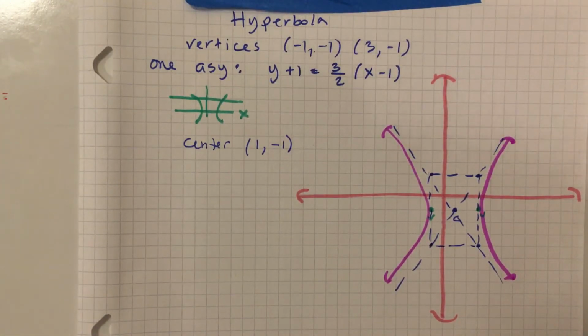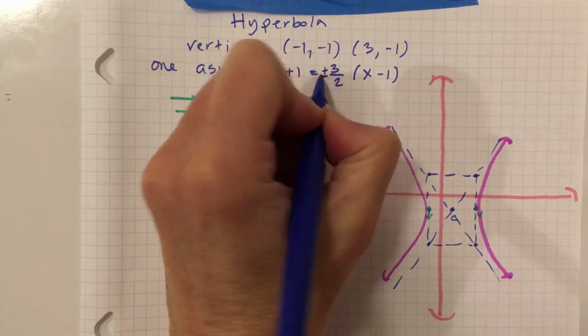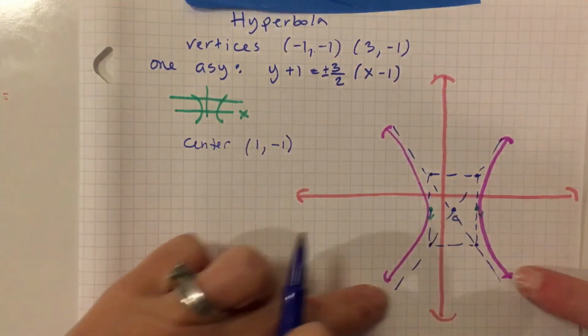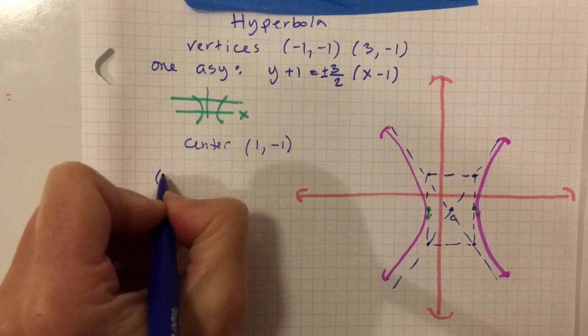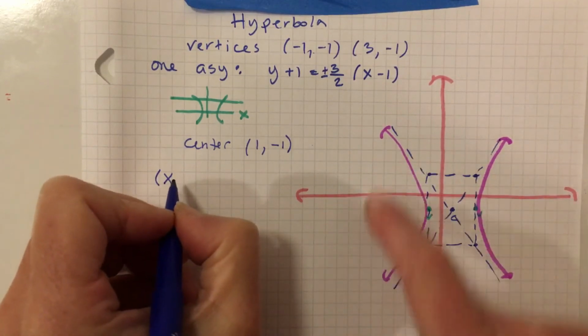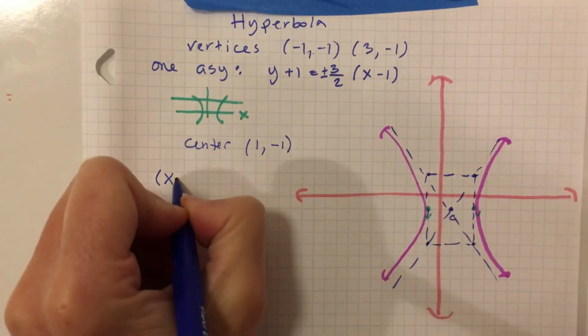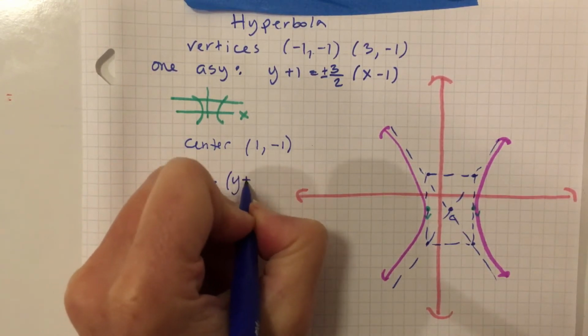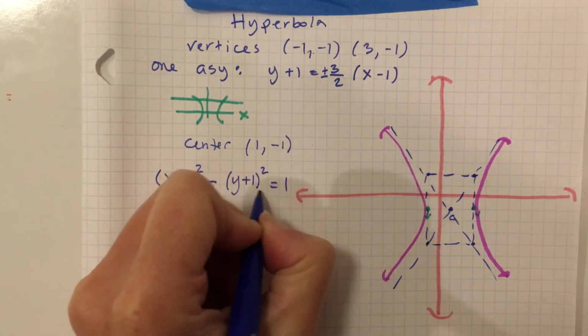We need our equation. We already have the equation of the asymptotes. You can just add a plus or minus there to get both of them. So we need the foci and we need the equation. Let's just write the equation first because you have all the information you need for that. Because it opens in this direction, you know x is first, and it goes through the center. So the center is right there. So it's going to be (x minus 1) squared over something, minus (y plus 1) squared over something, equals 1.